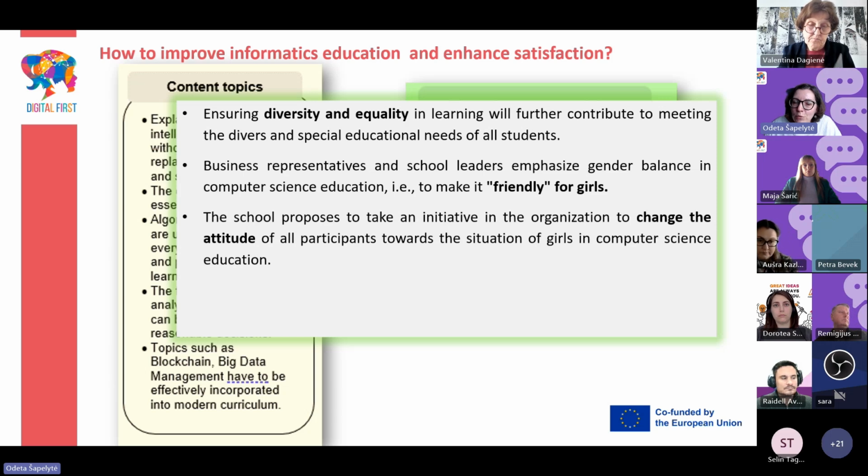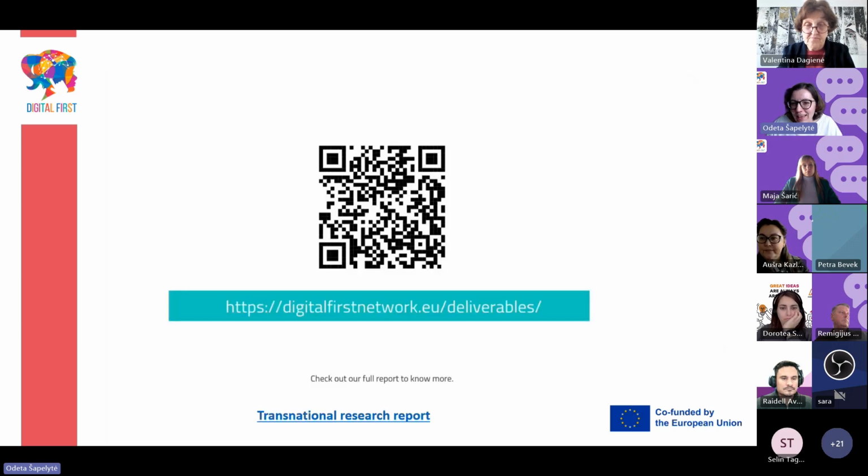Also, we still have to rethink how to change our attitudes towards informatics, and maybe to talk more about the sense of informatics education. And I think that we can talk a lot because we have really huge and very interesting data, data that allows us to reflect and to rethink. And so if someone is interested in more, you can visit the project's website and read the full reports of our transnational research.